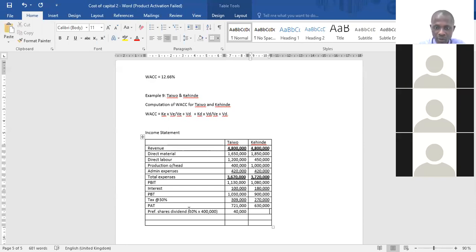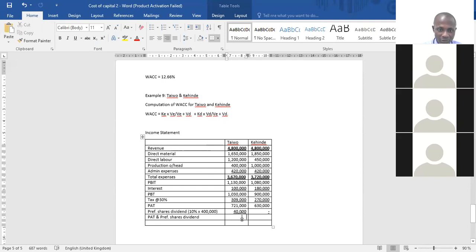Here I don't have anything like preference share. It's only Taiwo that is having preference share. Kehinde is not having preference share. So this will give me profit after tax and preference share dividend. What does this mean? It simply means profit after the payment of tax and after the payment of preference share dividend.